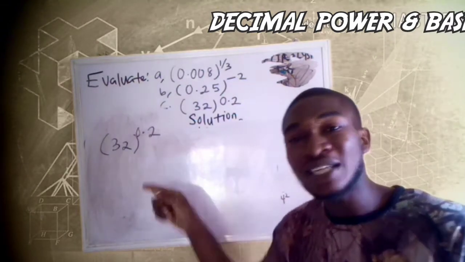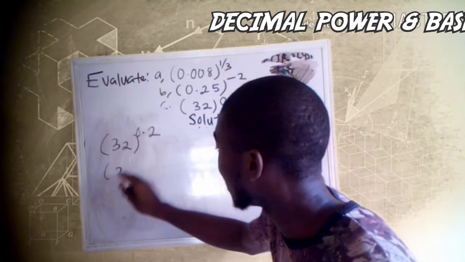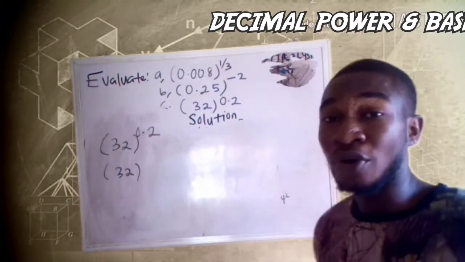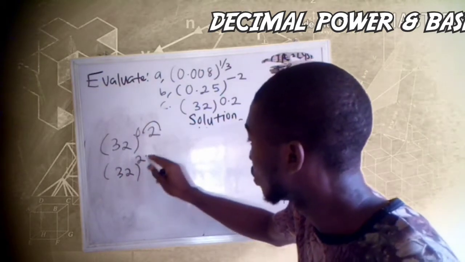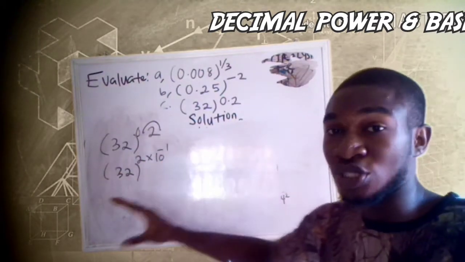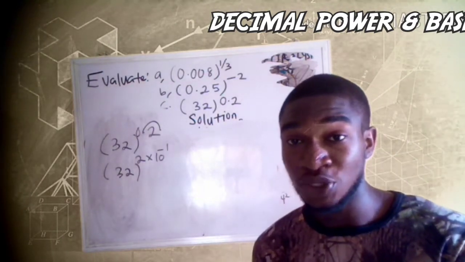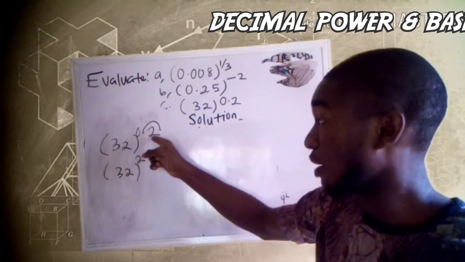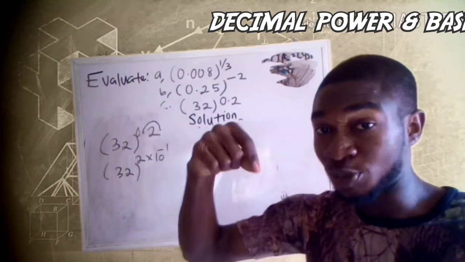We have to convert that index to a fraction. So we now have 32. Apply your standard form. So we now have 2 times 10 to the power of 1. Just concentrate on the index because the base is the normal number. It's in the ordinary form. It's just a whole number. But our index is a decimal. So we just have to work on our power at this point in time.